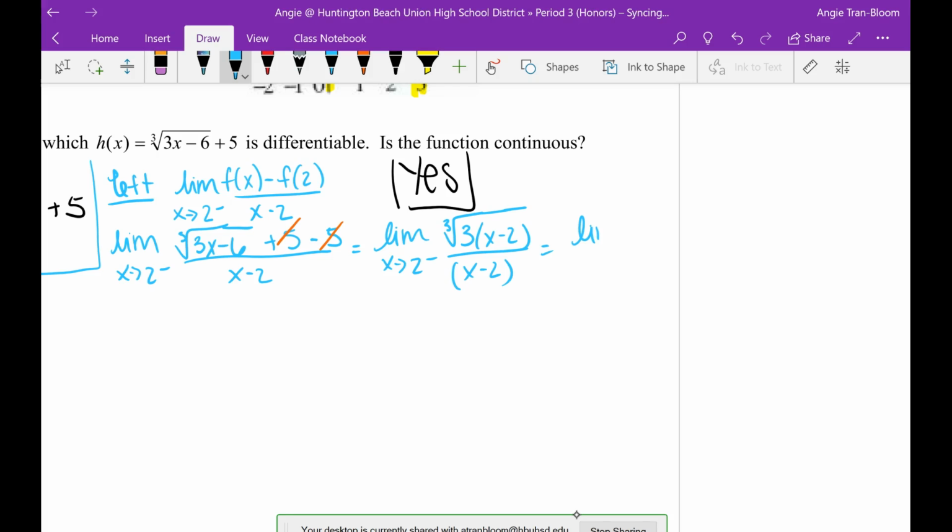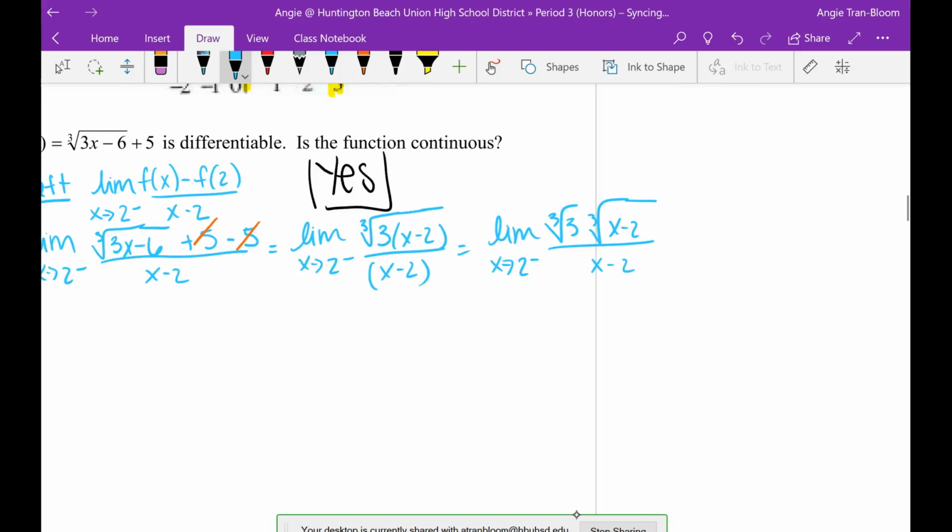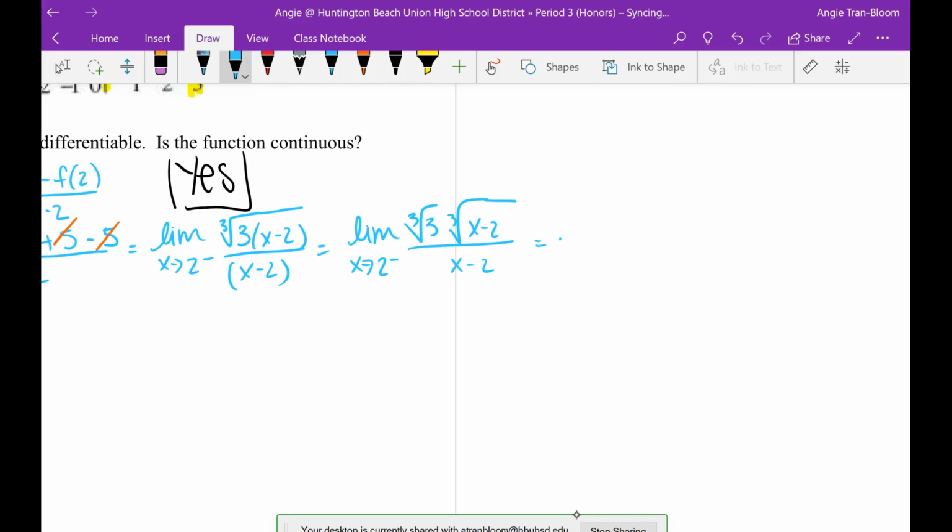Okay, so let me try to see what Macy's saying. Macy said take that out like that. Is that what you mean? No, I meant multiply the top and bottom by 3, so basically the 3 would just be on the outside. I don't think that would change it. Wait, if you do that, can you just make it x minus 2? Say that one more time. Like the top, x minus 2, can you do x minus 2 to the 1/3 power?